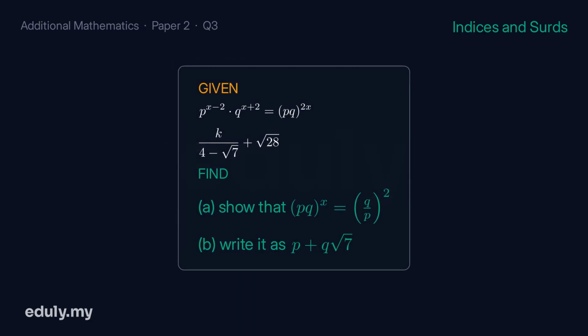So here is what we are working with. We are given the index equation and the surd expression. For part A, we must prove the identity, and for part B, we must write the surd in the requested form.